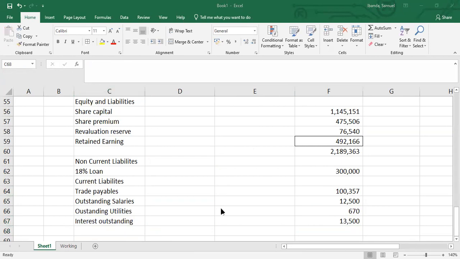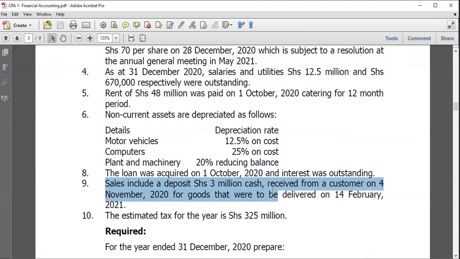Okay. Now, one of the other things that you also need to think about is here. They're telling you that sales include a deposit of 3 million cash received from a customer on 4th November 2020 for goods that were to be delivered on 14th February 2021. Now, the deferred sale, okay, this money that you've received in advance is also a liability to you because you've not delivered goods. So in any way, you have to meet this obligation in the next financial period, okay, by delivering the goods. So it's one of the things that we also record out under our liabilities.